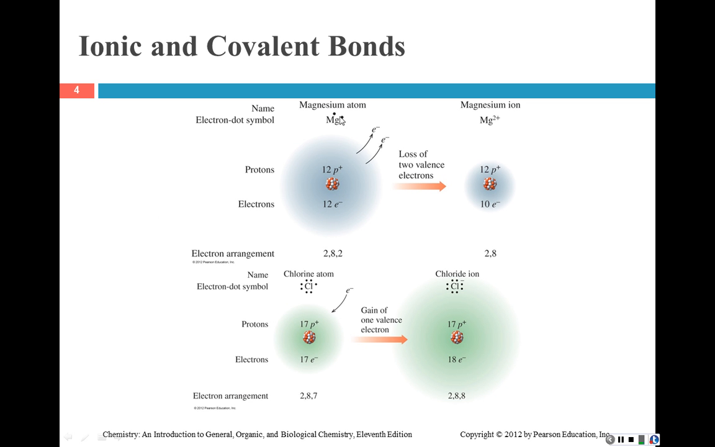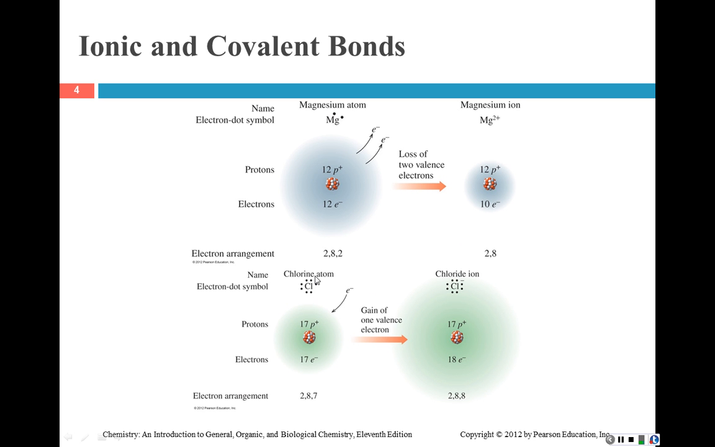Since it only has 2 in its outer shell, it will tend to lose 2 electrons and only have 10. When magnesium does that, it will have the same valence, that is 8 in that outermost shell, as the nearest noble gas, which will be neon.